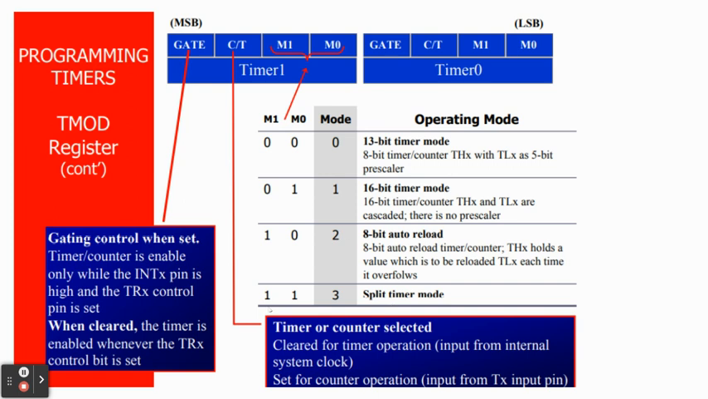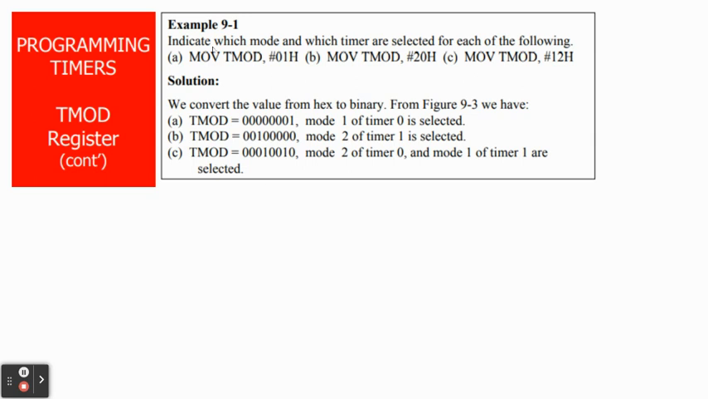Now, in the next slide, you will see that we have an example where you need to tell what the mode is, and what the timer is that is selected for the following assembly language command. So if you have MOV TMOD, #01H, what does it mean? Is it for timer 0? Is it for timer 1? What is the mode? So in the first question here, MOV TMOD, comma, #01H, the first number 0 represents timer 1, and the second number 1 represents timer 0. So it's always like that.